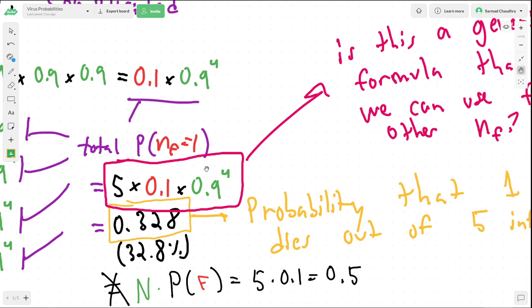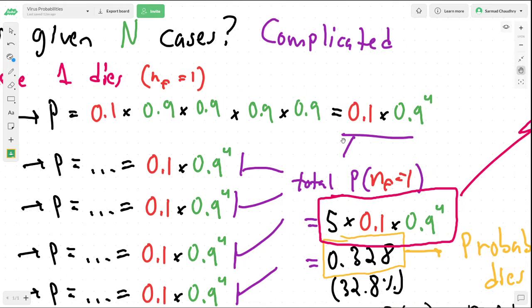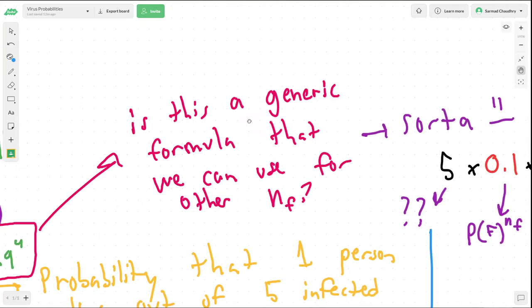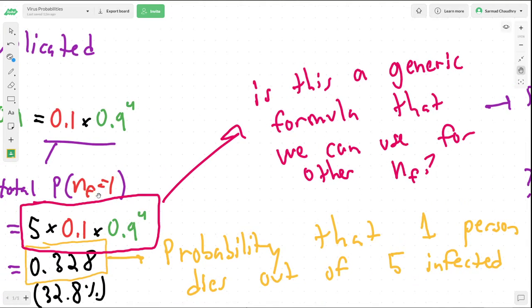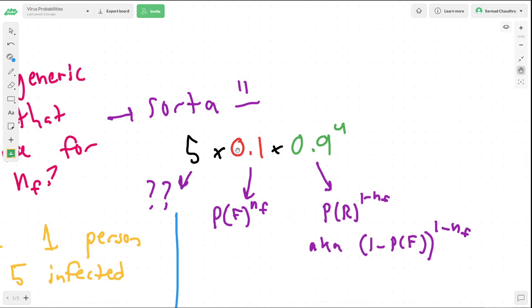We've got this equation here, and we've talked about the scenarios where one person dies. But what if we want to know the odds that 2 people will die out of these 5? Well, can we generalize this equation? Is this a generic formula that we can use for other values of NF? Sort of. Let's take a look at what we did here.